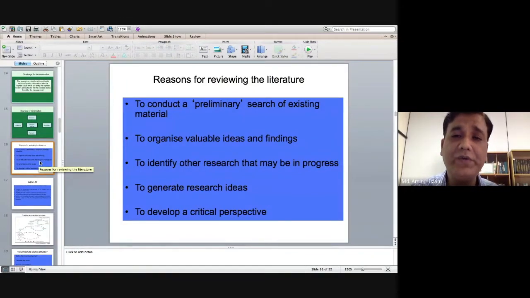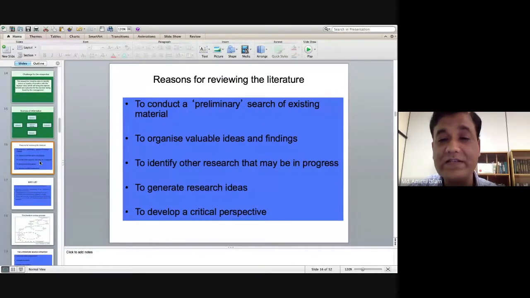Why do we do a literature review? First of all, we'd like to conduct a preliminary research for existing material, to organize valuable ideas and findings, to identify other research that may be in progress, to generate research ideas, and to develop critical perspective. And that's what we are going to do today.